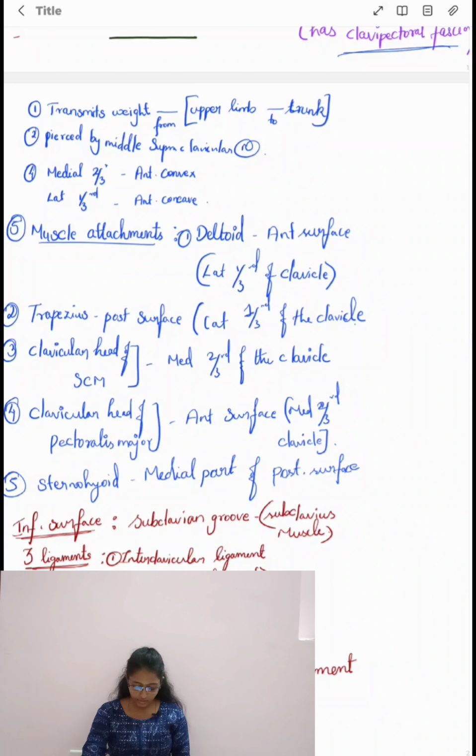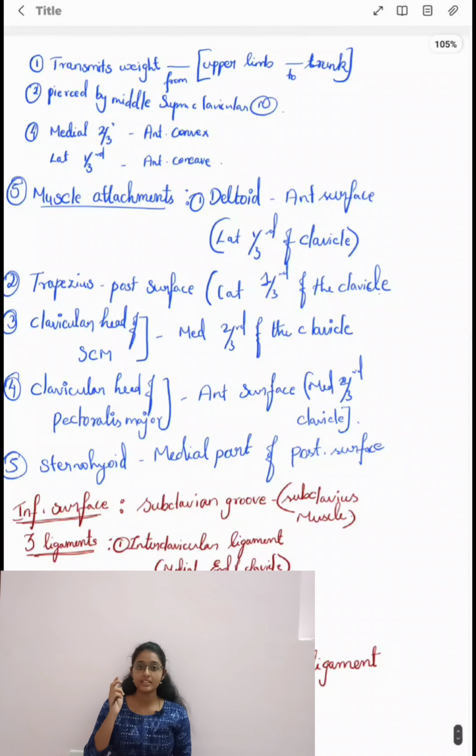And then ligaments. There are 3 ligaments. The sternoclavicular ligament: the medial side attaches to the sternal end, which attaches to the sternum, and the lateral end attaches to the scapula. Here is the scapula and this is the clavicle, and the center part is the sternum. To the sternum the medial end attaches, and it has the sternoclavicular ligament.